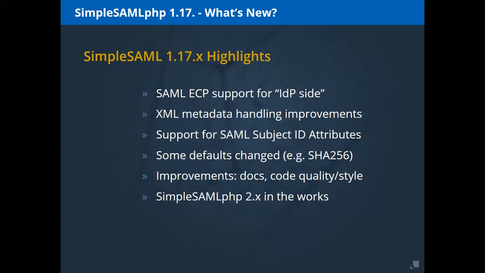A few of the underlying defaults as far as security have changed. SHA-256 is now the standard. As I mentioned, there are many improvements in docs, code quality, and style. As far as the roadmap, there is a 1.18 release coming down the pike, and as I mentioned, 2.0 is the big thing out there. If you have any more questions about that roadmap, you can look on the SimpleSAMLphp website, where the roadmap is listed. If you have any questions about 1.17 or changes or release notes, that's all available on the website as well. And that's it for me.